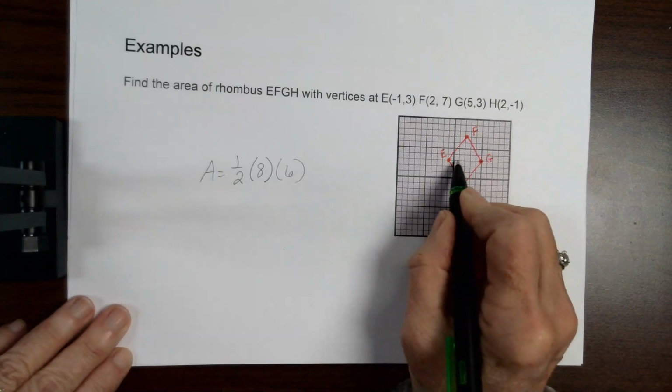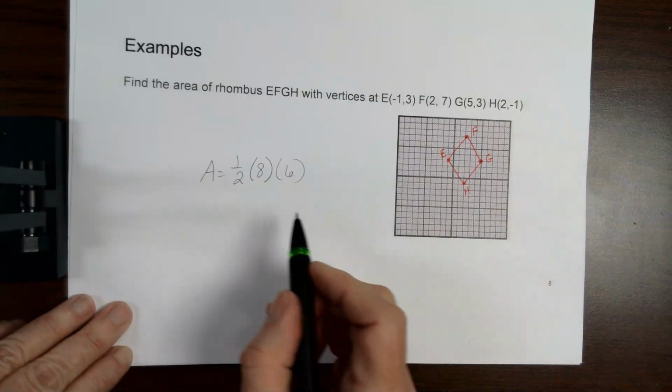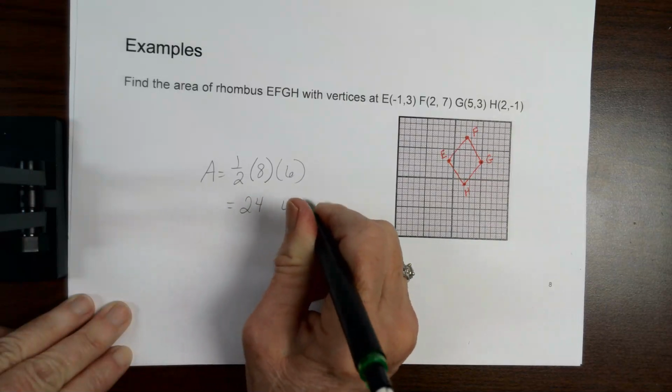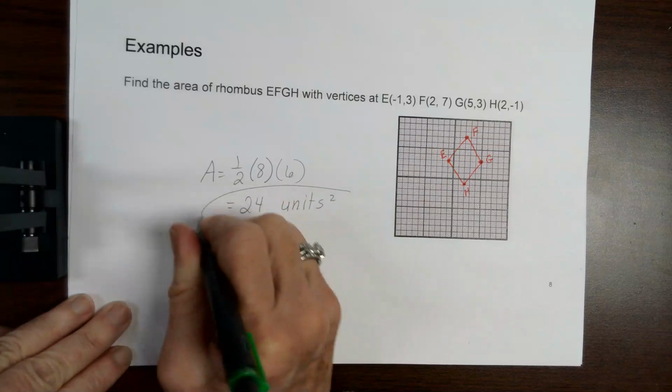Now you can just count, you literally could just count them if you wanted to. So that's going to be 1/2 of 48, or 24 units squared. You're just applying the formula.